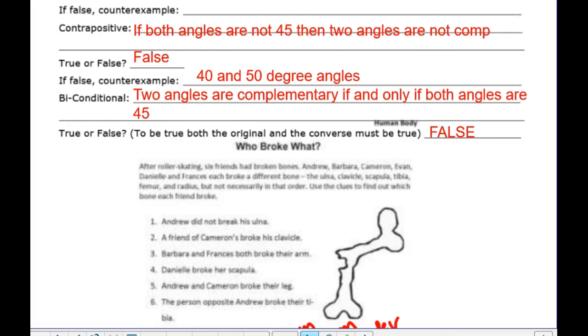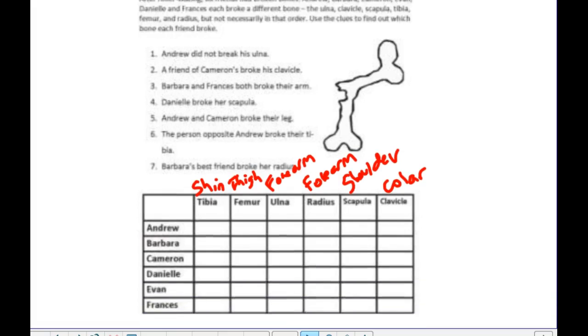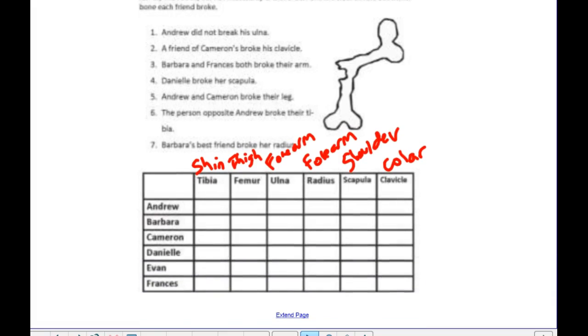At the bottom, Andrew did not break his ulna, so you put an X on Andrew and ulna. A friend of Cameron's broke his clavicle. That means Cameron did not break his clavicle. So under Cameron, we go to clavicle, X that out, and it says his. So only a guy can break his clavicle. So not Barbara, not Danielle, and not Frances.